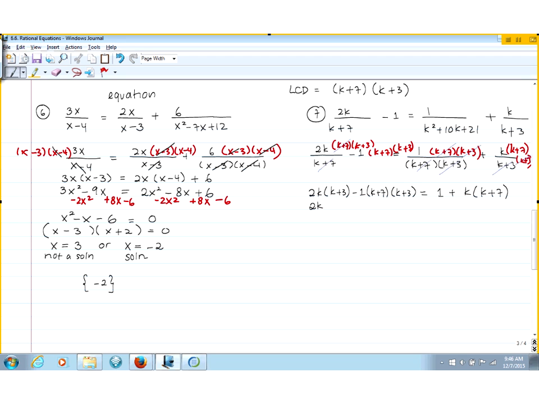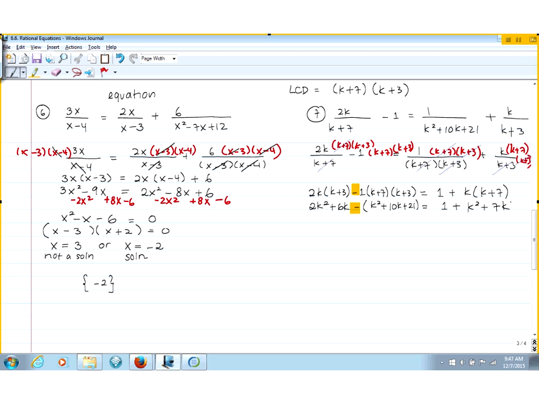All right. So let's see. What is this? 2k times k, 2k squared plus 6k. Now be careful. This is a potential error here, because I have a negative. So I have to distribute my negative. Let's multiply k plus 7 times k plus 3. We have k squared plus 10k plus 21. So remember, this is the negative sign. This is a potential error. Is equal to 1 plus k squared plus 7k.